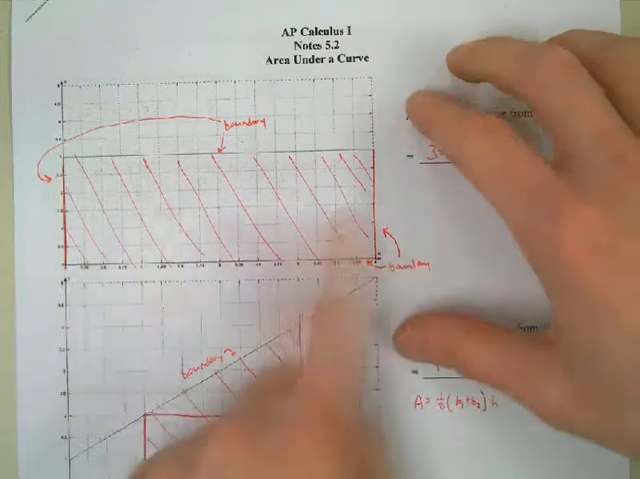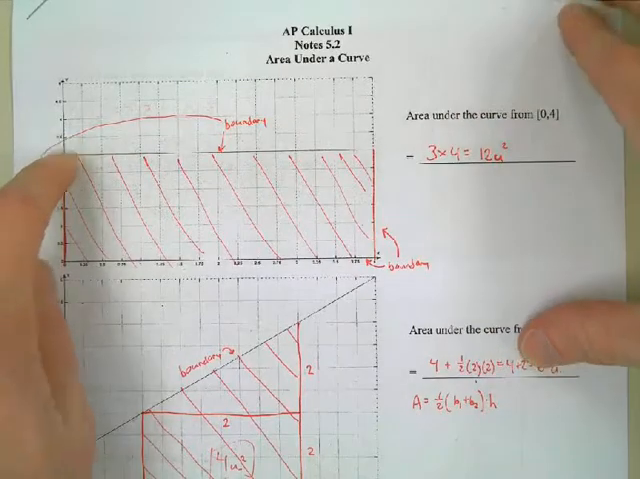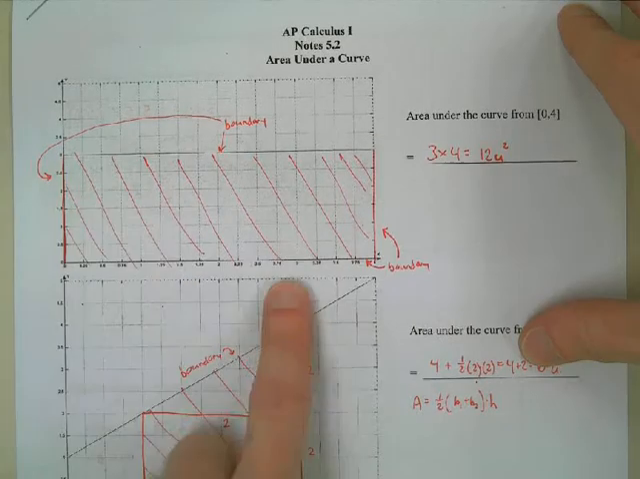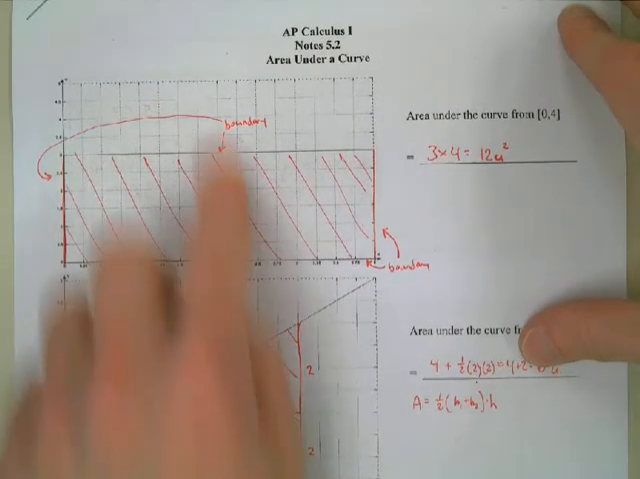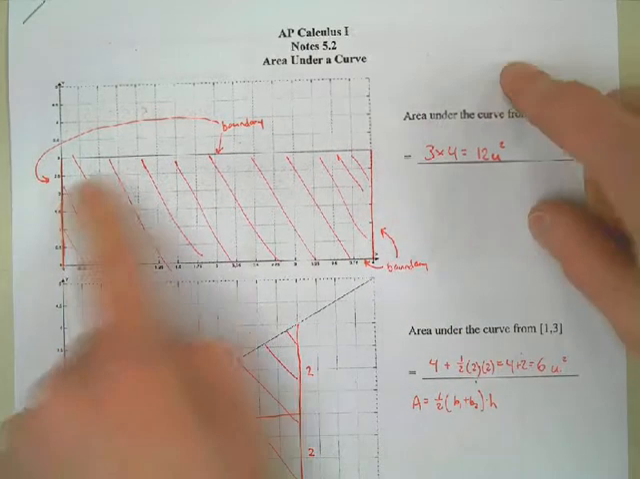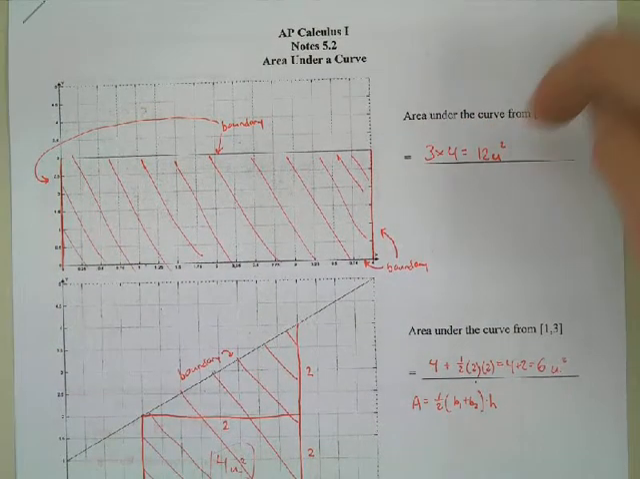Region here, all right, we have the curve y equals 3 and the x-axis. Those are our boundaries. And then we also have from 0 to 4, so those are kind of vertical lines for our boundaries. We create this rectangle. The rectangle is 3 by 4, so it's 12 units squared.